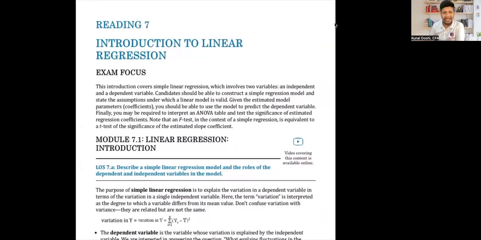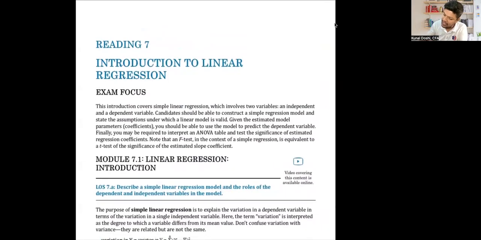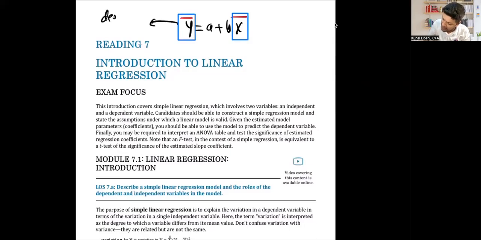Now, in mathematics, a linear regression equation is simply an equation where you have y equals a plus bx. Now here, y and x are our focus point. Y is called the dependent factor and x is called the independent factor. I'll repeat, y is called the dependent factor and x is called the independent factor.